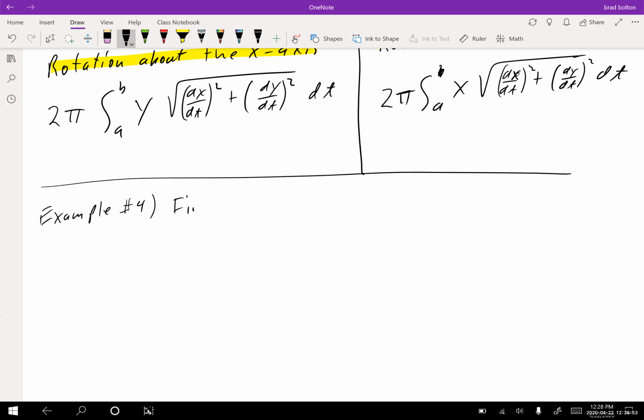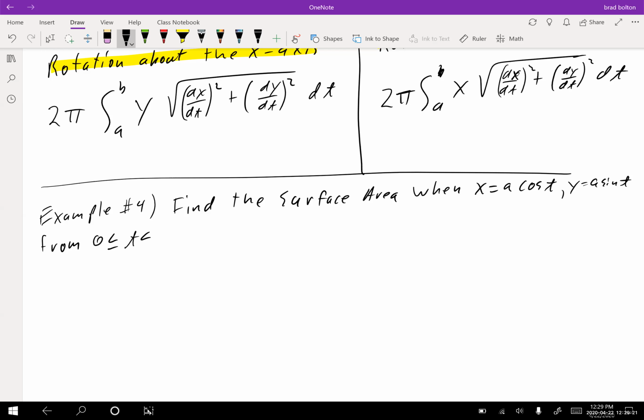So it says find the surface area, x equals a cosine of t, y equals a sine of t, 0 to t equal to pi. So in this problem, they want you to see there's almost like a little formula that results from this idea. Okay, so it says find the surface area when x equals a cosine of t and y equals a sine of t.